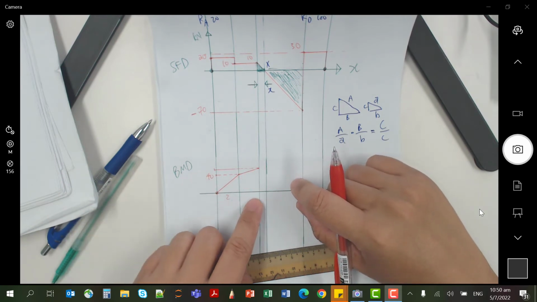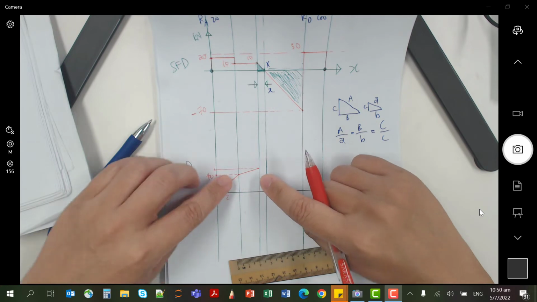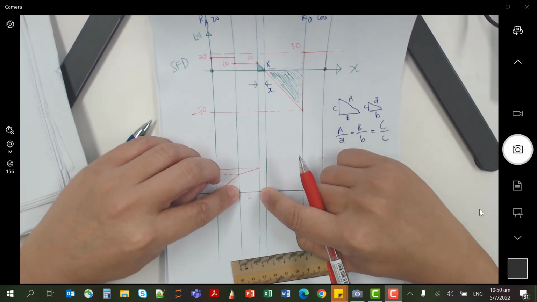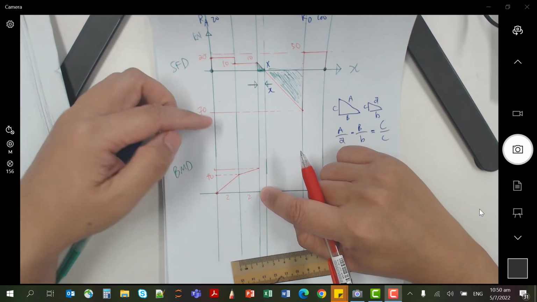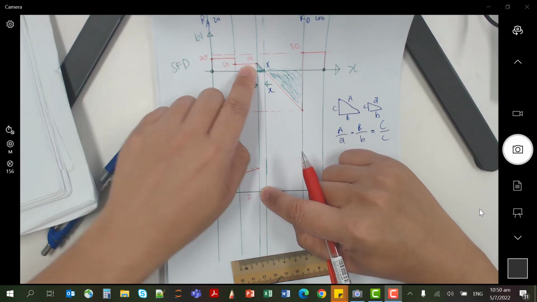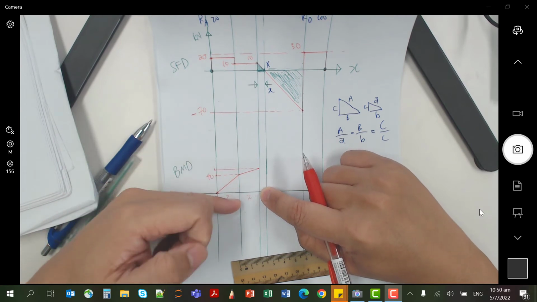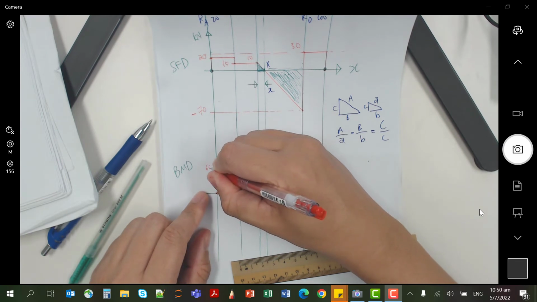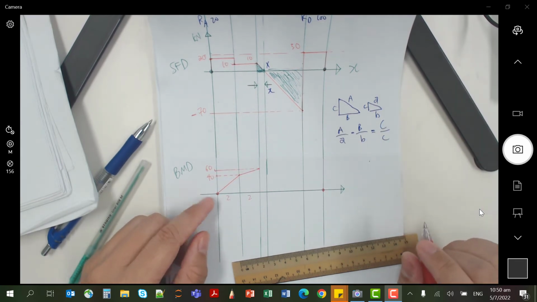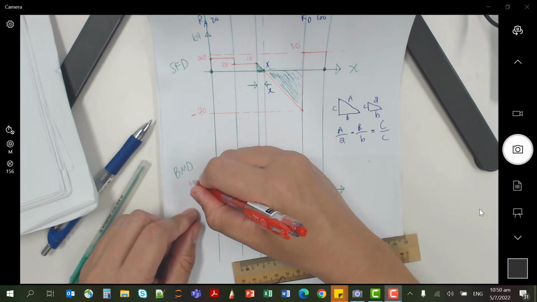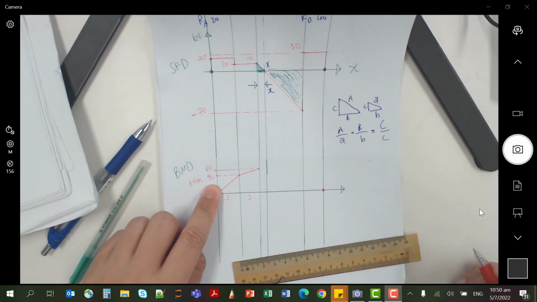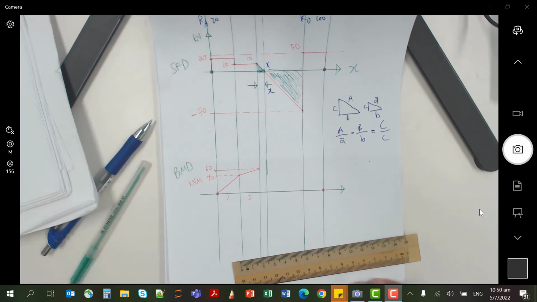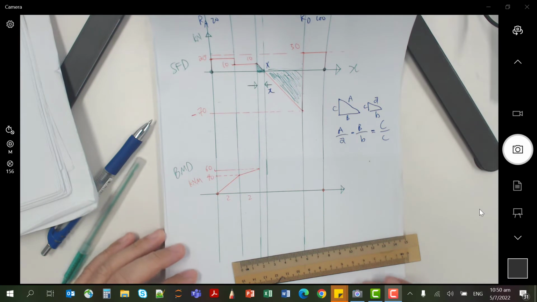And you go to B to C, these 2 points. This distance is also 2 meters. But this time, I will increase by a slower rate. I will increase by 10. So 1 meter, I increase by 10. Another meter, I increase by another 10. So this value here will be 60. And the units for BMD, of course, is kilonewton meters, because you are multiplying kilonewton force times the distance. So it's kilonewton meter.